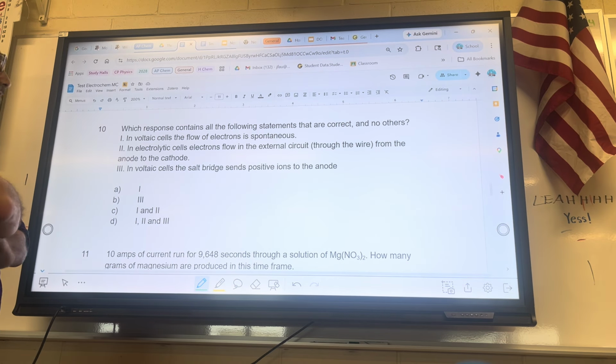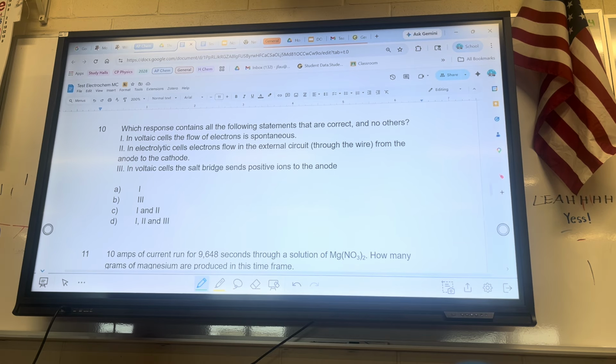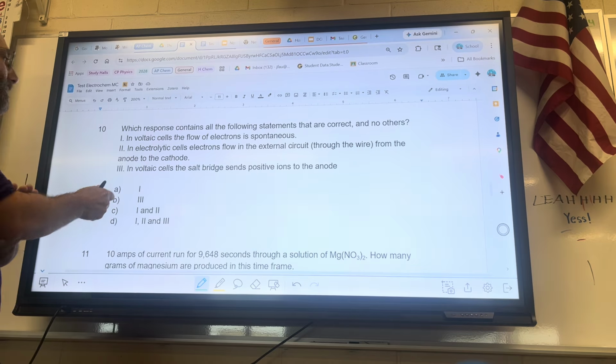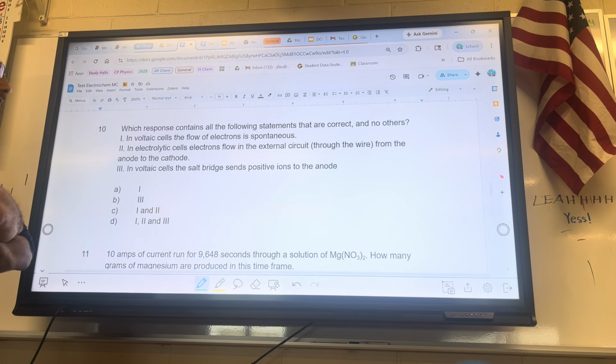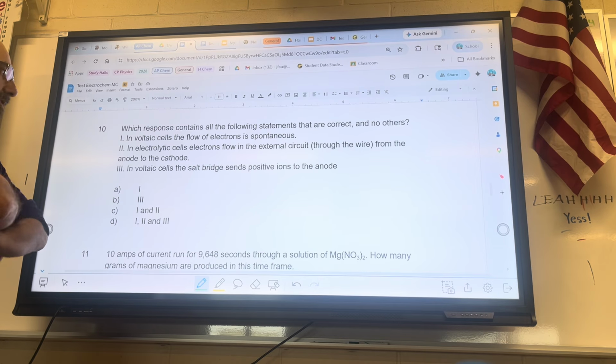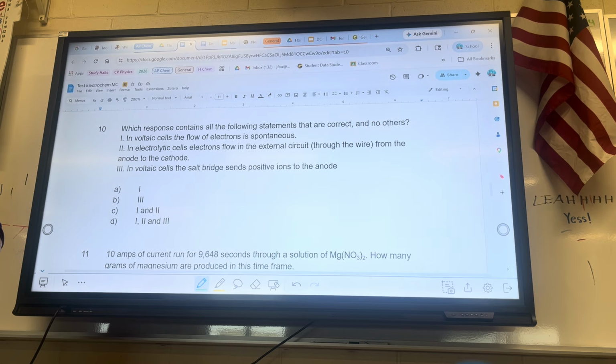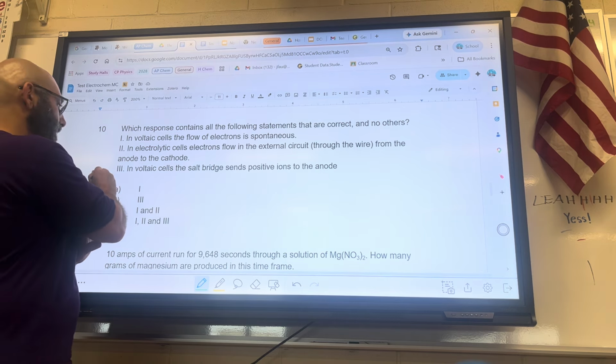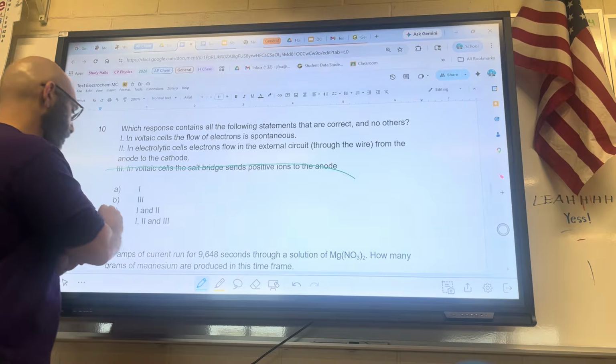All right, what's correct? In a voltaic cell, it sells, so that one's true. It says electrons in electrolytic cells flow from the anode to the cathode. This is also true, right? Because they still flow, doesn't matter what type of cell it is. And the salt bridge sends positive ions to the anode. So this one, though, is not true. So only 1 and 2.